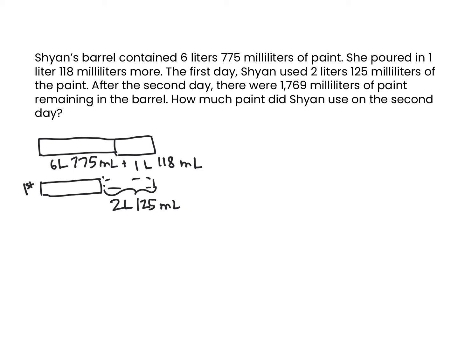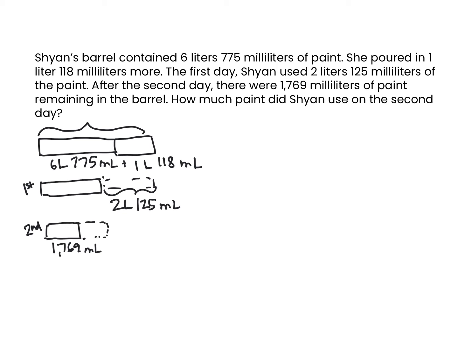And after the second day, we know there were 1,769 milliliters of paint left. All right. So we have to figure out how much paint she used on this second day, which we don't know. So we have a few steps to take to get there. All right, so let's start off with what we do know and start from the top. So the first thing we need to know is, well, how much paint was in there to start with, right?